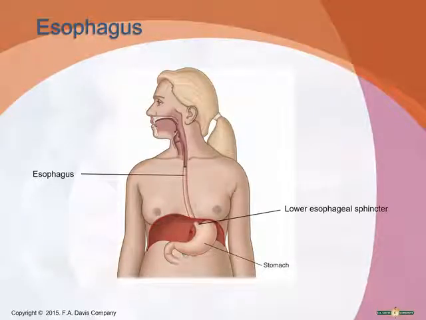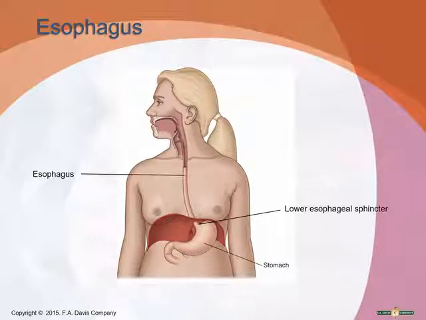The esophagus is what connects the pharynx to the stomach. There's a muscular sphincter called the lower esophageal sphincter that helps prevent the backflow of stomach acid into the esophagus. That's right here. There's probably a couple other names for it.